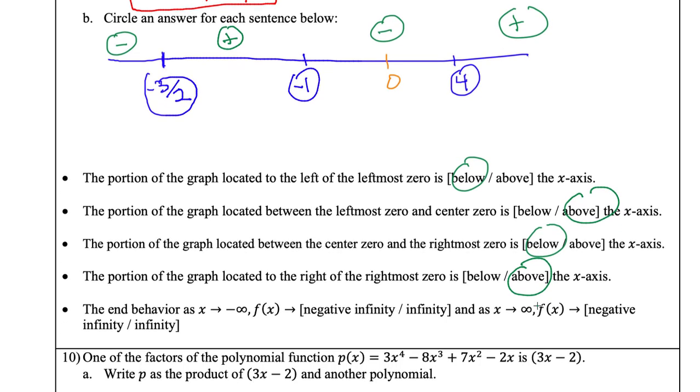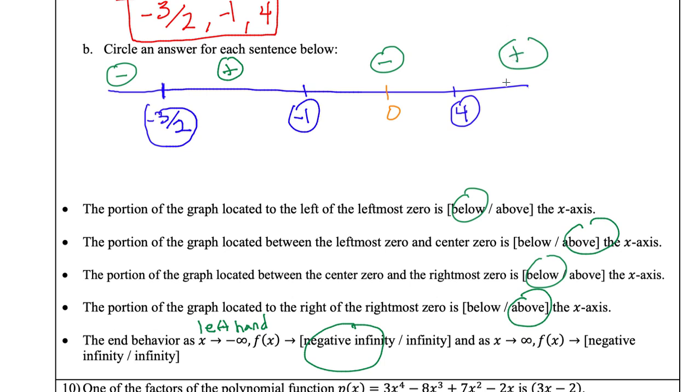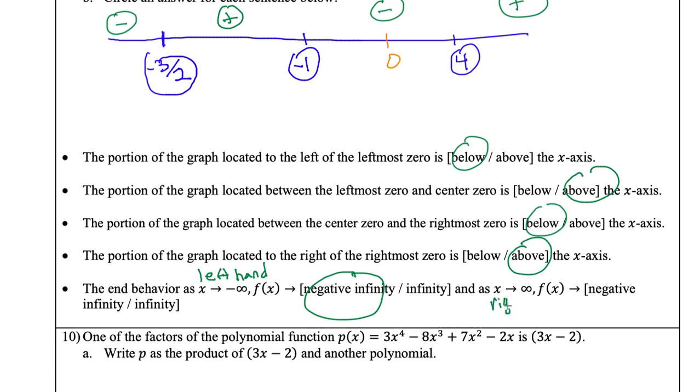And then finally, it's talking about end behavior. It's talking about your dance. You don't even need to know your dance. Here's your dance. Your left hand is down. Your right hand is up. So, as I go to negative infinity, this is asking what is your left hand doing? It's going down. It's negative infinity. And your right hand is going up because this is positive infinity. So as I go to positive infinity, that's your right hand. And that's how you do number 9.